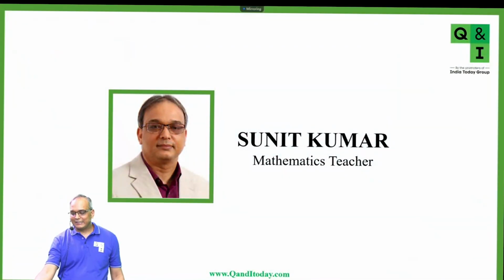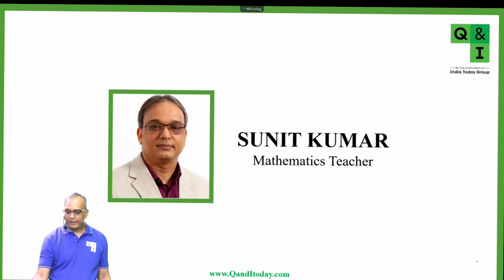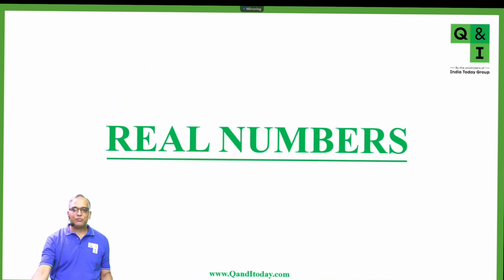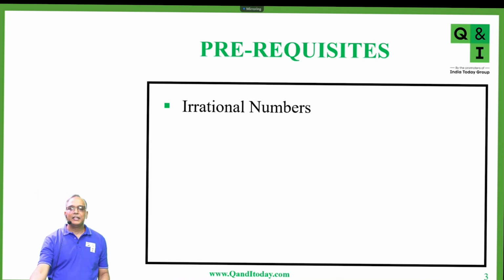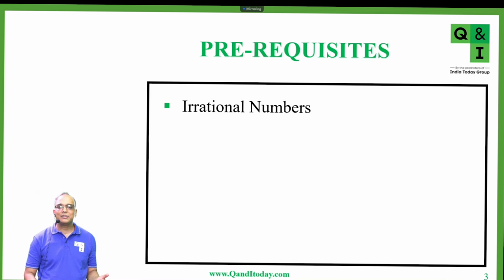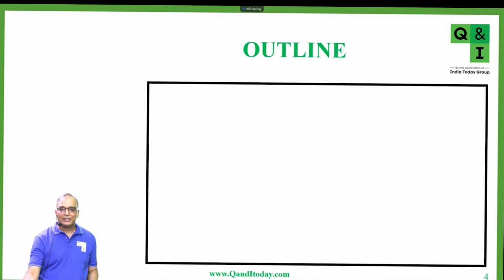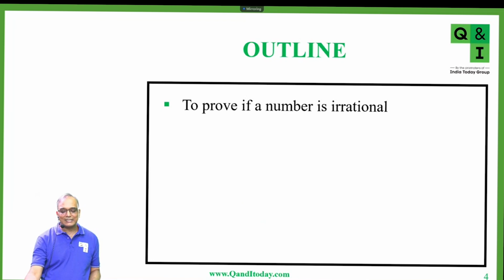So before starting the session, this is the chapter which we are doing, real numbers, as we just spoke about. The prerequisite for today's class is that you should know what irrational numbers are, which we have already covered. So what are irrational numbers? Numbers which cannot be written in the form p by q are called irrational numbers. Now the outline for today's class is that we will prove if a number is irrational or not. We'll see how to prove it.